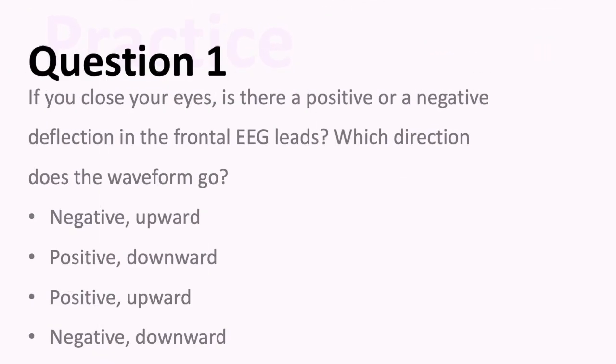Question 1. If you close your eyes, is there a positive or negative deflection in the frontal electrodes? Which direction does the waveform go? If you answered positive deflection and downward direction, then you would be correct. Keep reviewing this as it can get confusing, and using the models which I established in lecture 1 can help you to understand rather than memorize, which can pay dividends down the line.